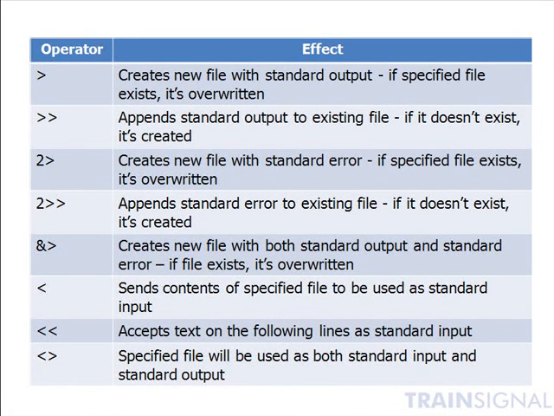The ampersand and greater than sign operator creates a new file with both standard output and standard error, and if the file already exists, it's overwritten. The less than operator sends the contents of the specified file to be used as standard input. 2 less than operators accepts the text on the following lines as standard input. And the less than and greater than operators together say that the specified file will be used as both standard input and standard output. On the next few slides, we'll take a look at using filters to manipulate files.